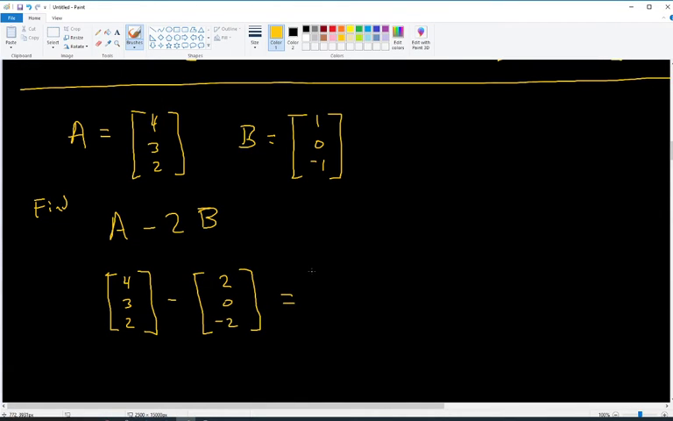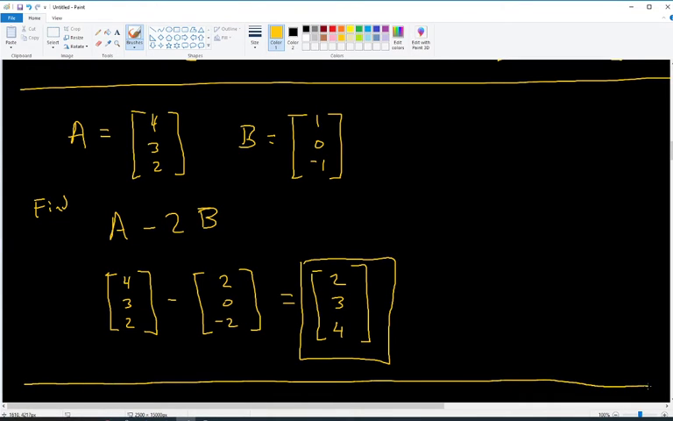4 take away 2 is 2. 3 take away nothing is still 3. 2 take away a -2, so 2 minus -2 is 2 plus 2 is 4. So you guys will see something like that in your homework. It's not too bad. You just go through and multiply your matrix by what it says, and then you go through and add or subtract position-wise to get your answer, and just make sure that all the matrices are the same size.